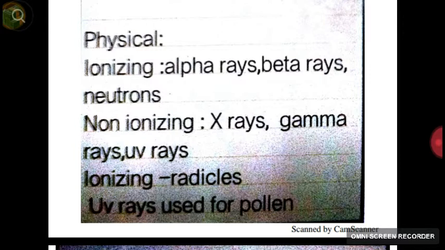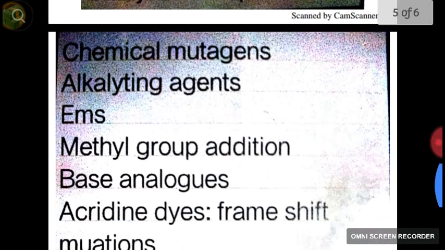Non-ionizing radiations are X-rays, gamma rays and UV rays. Ionizing means releasing of radicals. Radicals contain free electrons, hence they are very active. UV rays are generally used for pollen mutations.